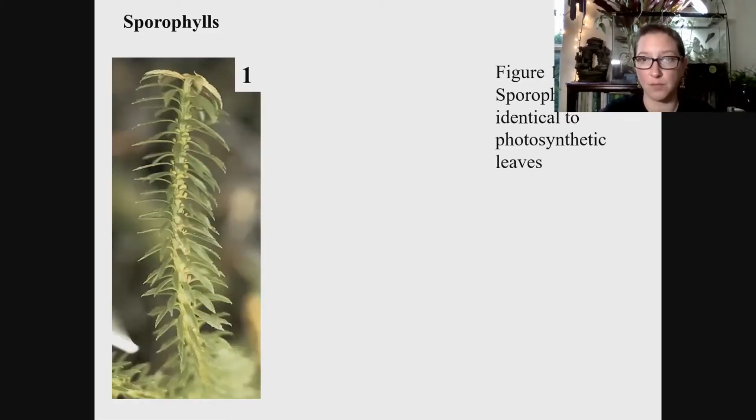So this is what I was talking about on the previous slide. It says, Figure 1, sporophylls are identical to photosynthetic leaves. If you look at the picture on the left, all of these green leaves look just like regular microfills. And these little yellow things at the base of them are the sporangia. But they just look like normal microfills. They're green, nothing fancy, not organized in any special structure. They're just regular green microfills that happen to have sporangia on them.